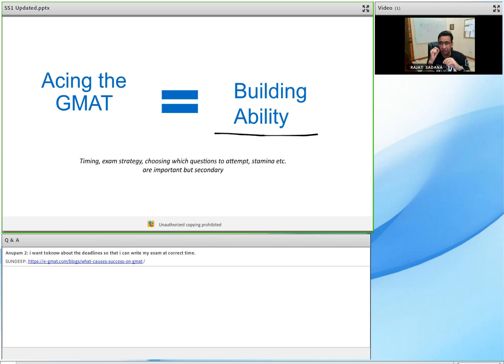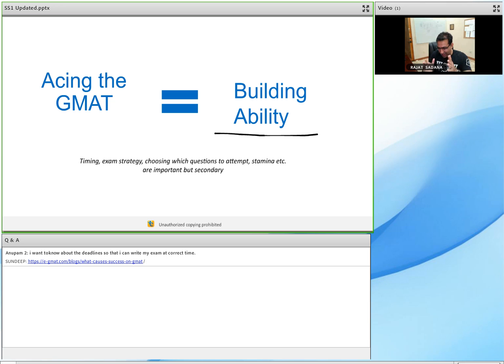Stuff such as focusing on timing, which was a very popular response as well. Focusing on how you are going to solve questions in the first 10 minutes, first 15 minutes, first 30 minutes or so. Choosing which ones to skip and so on and so forth. These are a distant second. And I say a distant second.